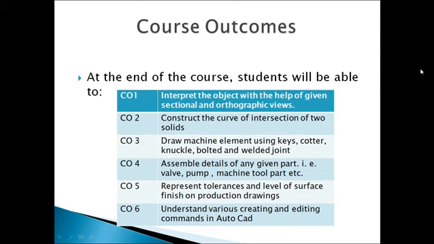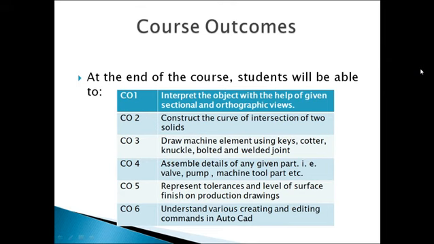Then course outcome number 4: assemble details of any given part, such as valve, pump, machine tool parts, etc. It means that here we are going to learn the details and the assembly of things like valve, pump, machine tool parts. So how we are going to draw detailed parts of every component, and how we are going to make an assembly of parts, and how to draw.